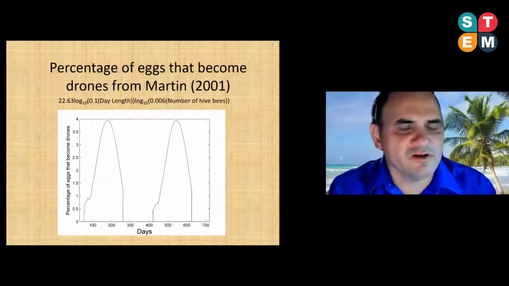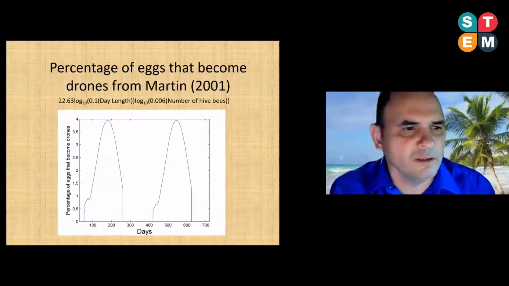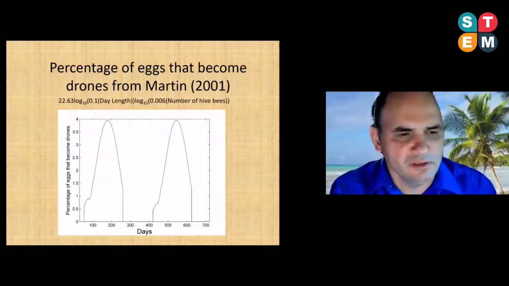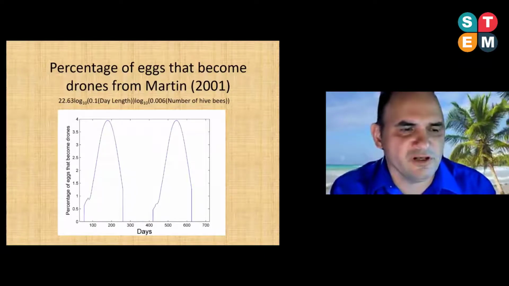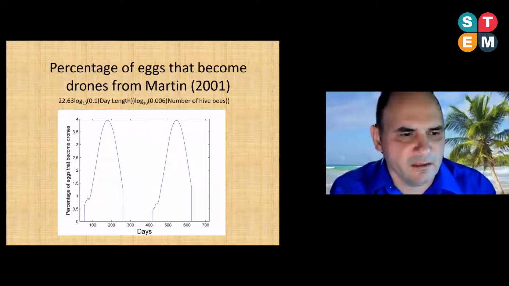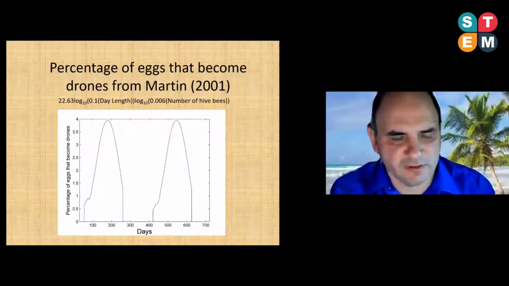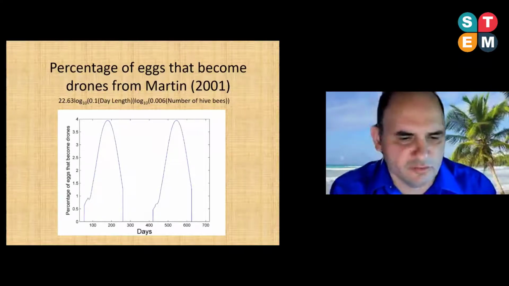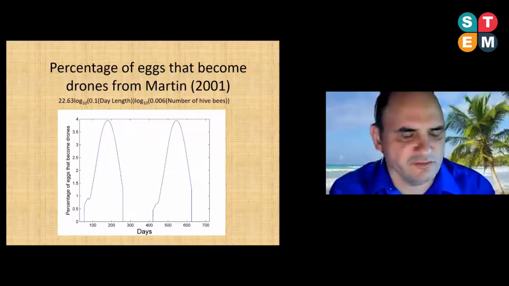As far as the percentage of eggs that become drones, we use this equation from Martin in 2001. It depends on the day length and the number of hive bees. So this is an actual simulation from the model. We see that the percentage of eggs that become drones peaks around 4% here. And this is for a 2-year simulation. So here on the x-axis, I'm plotting the number of days, about 720 days, say, in a 2-year, or 730 days in a 2-year cycle.